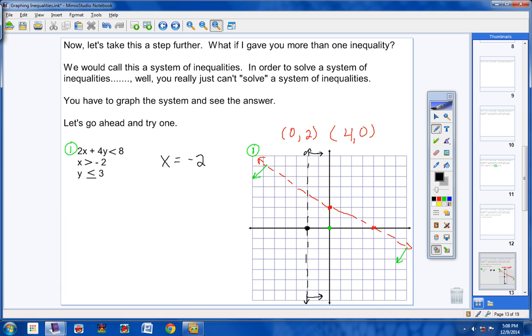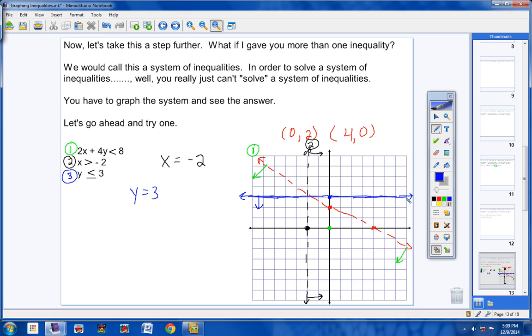Okay? Now, let's go on to our last. Let's label this equation number 2. Now let's go on to equation number 3. Okay? Number 3. Well, let's rewrite this with an equal sign. Y equals 3. So I know I'm going to go through the y-axis at 3. So there we go. And look at this. I do have an equal sign here. So it's going to be a solid line going right through 3 on the y-axis. There we go. Now what does it say? Y is less than 3. So I know I'm going to shade downward.